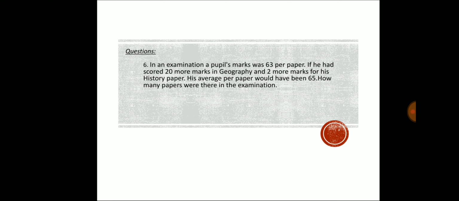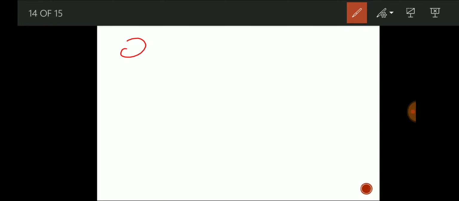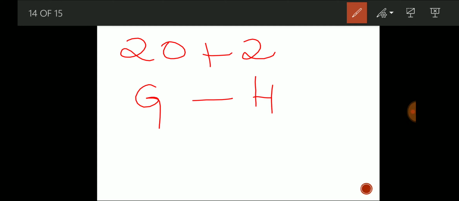We're not sure, they're asking you for the number of papers. We are very clear that he scored 20 marks more in geography and 2 more marks in history. Both get added to the total. So in total you would have got 22 more extra. So this 22 gets shared among the total number of papers, correct?